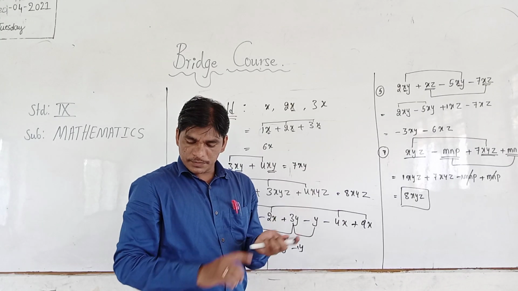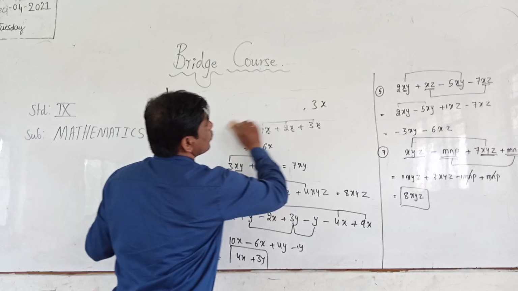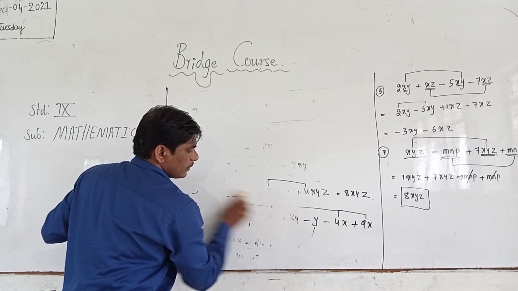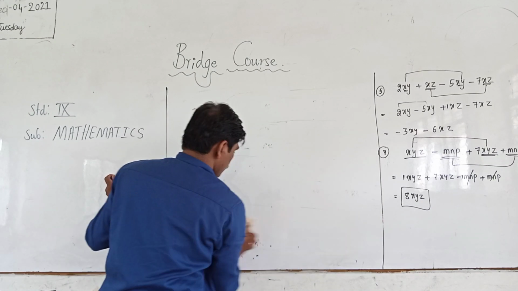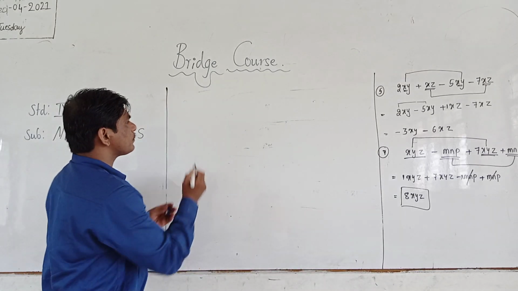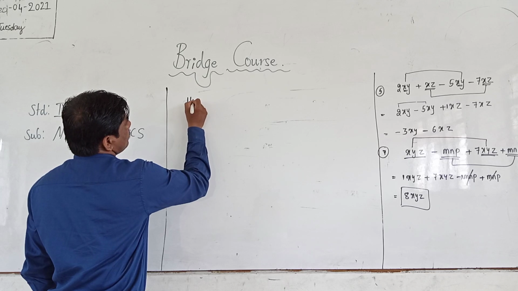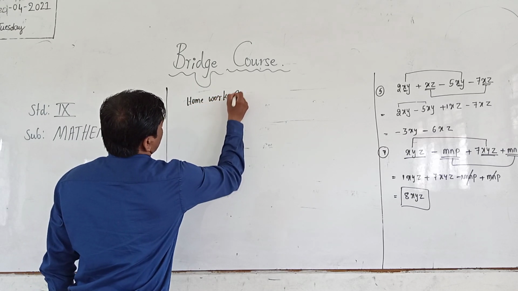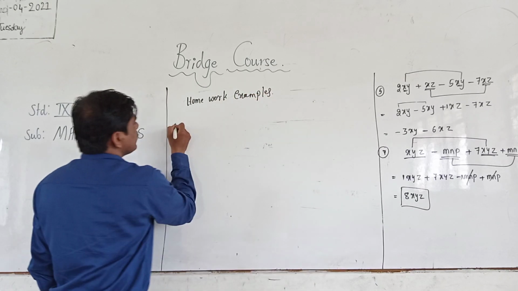Okay. Now I will give you some examples on the basis of addition of monomials, binomials, trinomials, or addition of variables. I have given you some examples. Now this is homework examples.